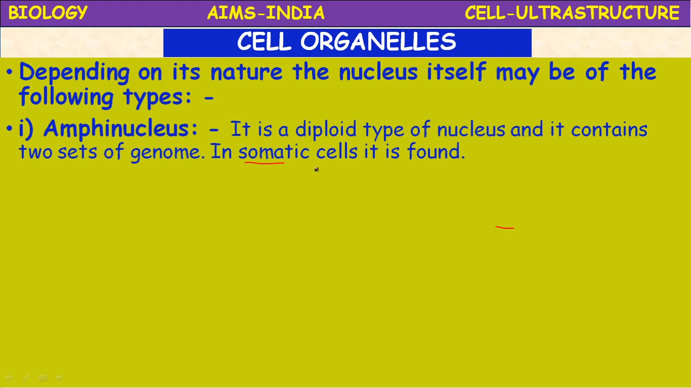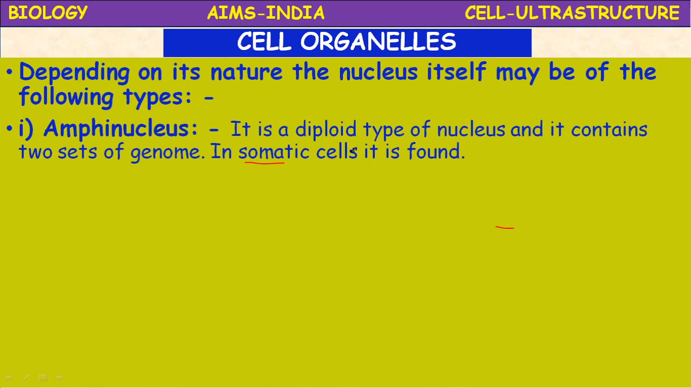The fusion of gametes takes place, where the exchange of nuclear material takes place, and the new characters are produced, or the characters of the parents will be shared to the offspring. So here, somatic cells. Amphinucleus means it is a diploid. Diploid represents the number of chromosomes present in the cell. You will study this in higher classes. So let us assume if a cell contains n number of chromosomes, means one set, 2n means diploid.